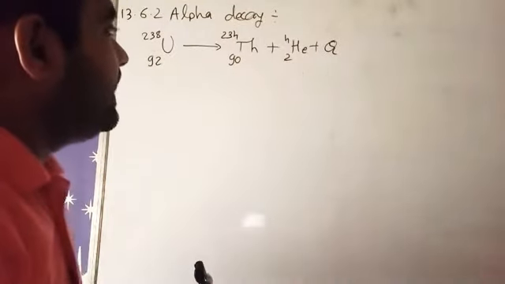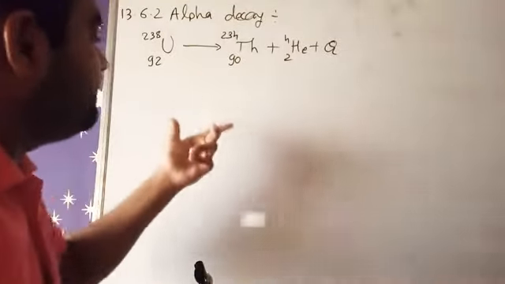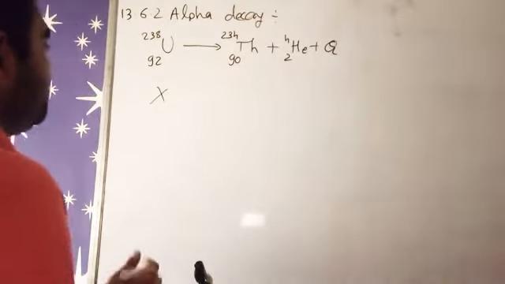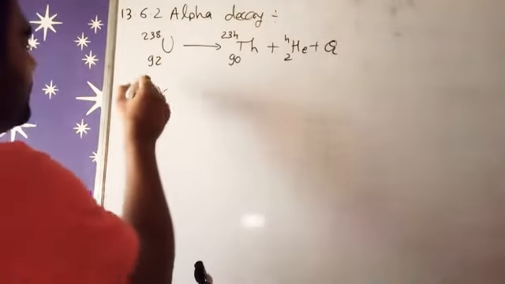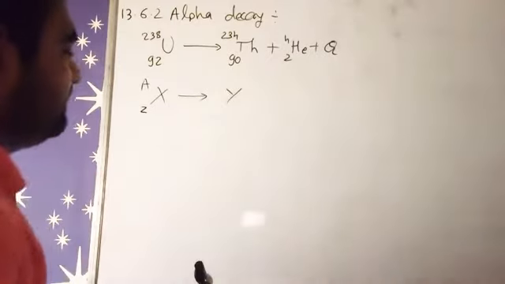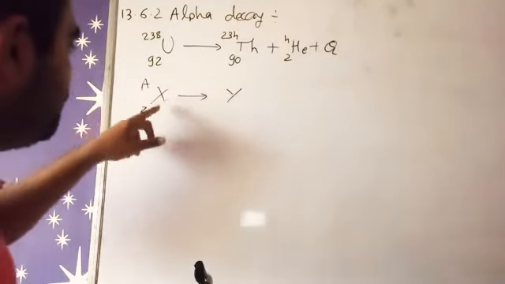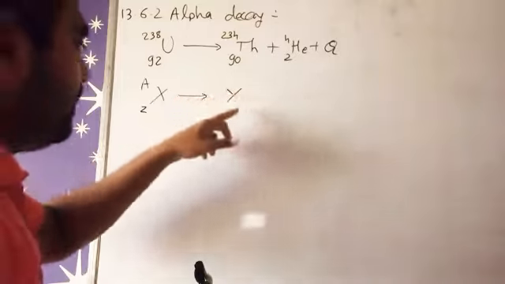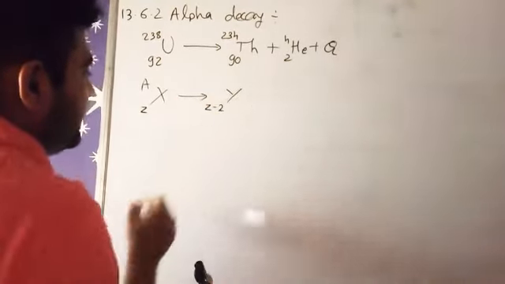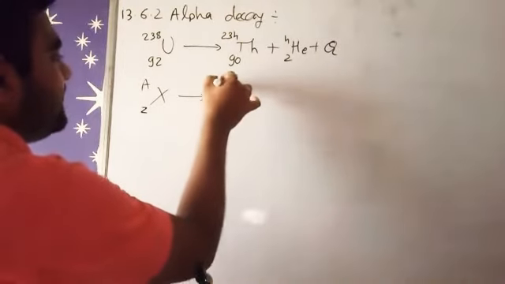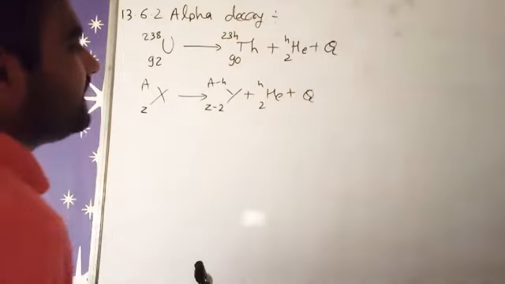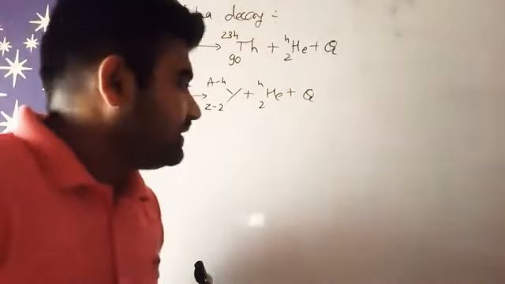Now if we want to find Q, but before that I am writing one more equation. See, it starts from X. So if we have Z atomic number and A atomic mass, now our new nucleus, see, this is called parent nucleus, this is called daughter nucleus. So now it changes with my Z minus 2 and here A minus 4. So there will be 2 helium 4 and some amount of energy will be released during this process.